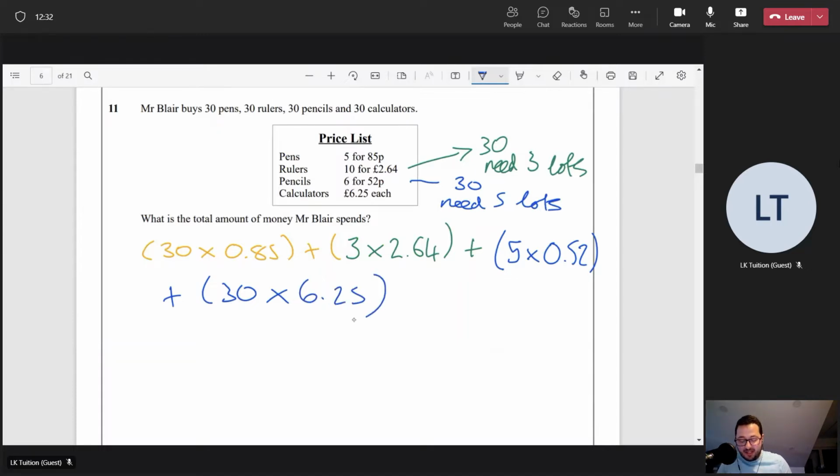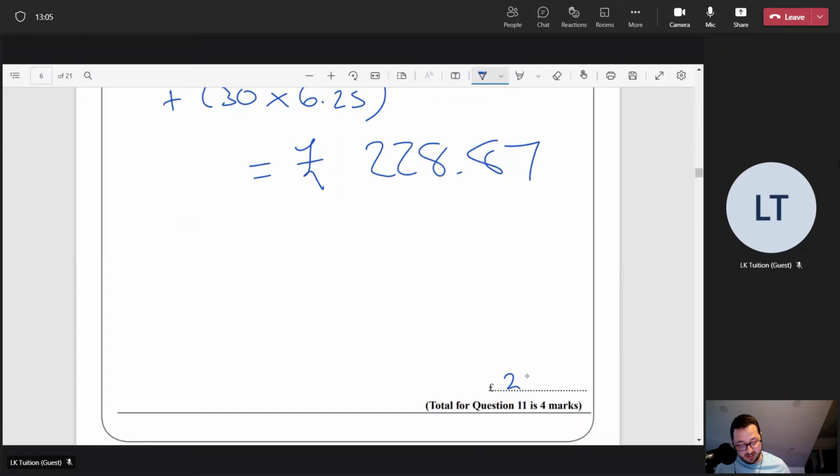Okay, so I'm just going to get my calculator out and put all of that in. So 30 times 0.85 plus 3 times 2.64, just making sure I've got my brackets around it, plus 5 times 0.52 plus 30 times 6.25. And altogether, I'm going to end up with £228.87. So I'll just make sure I've put that in the answer box like that. Perfect.